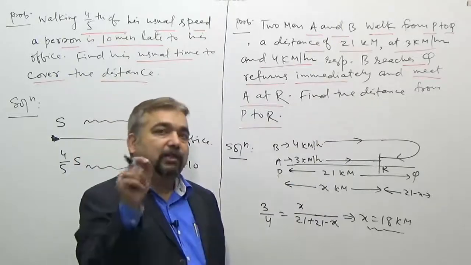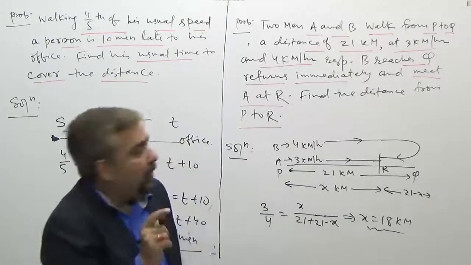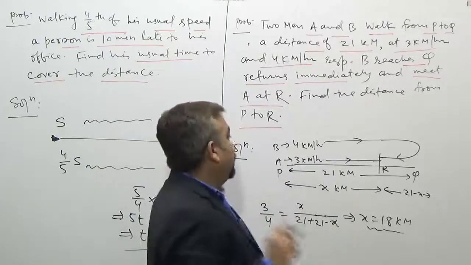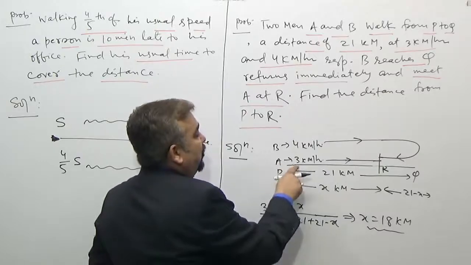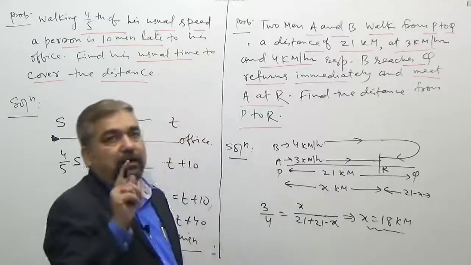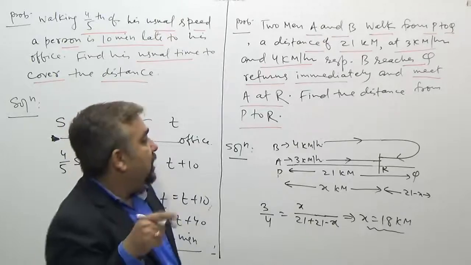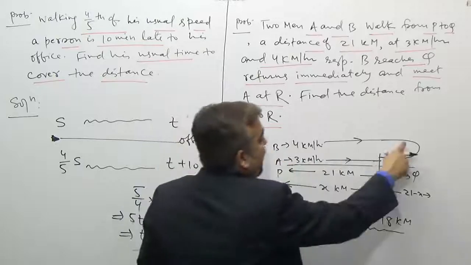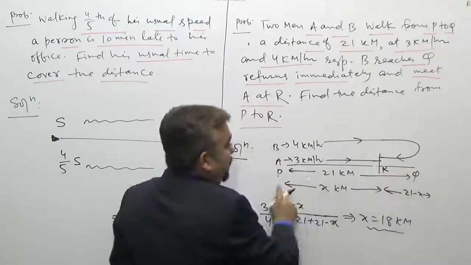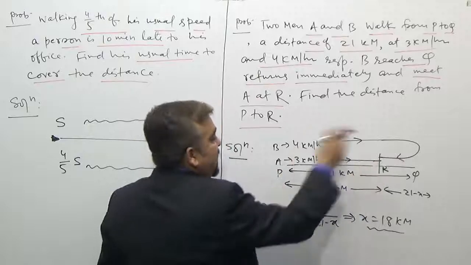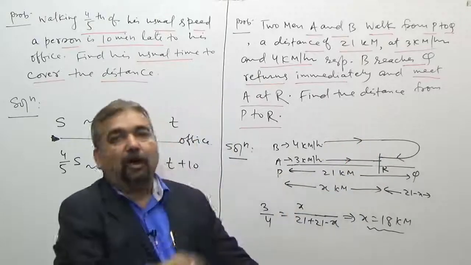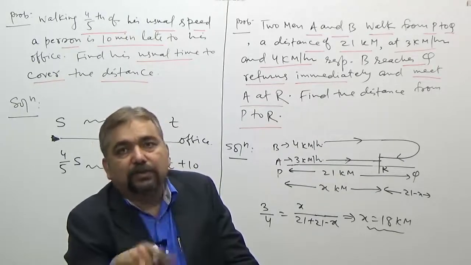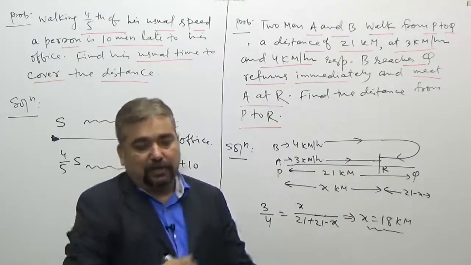I repeat again. In the options, 18 kilometer will be there. If you consider 18 kilometer, then A has to cover 18 kilometer with 3 kilometer per hour speed in how much time? 6 hours. In 6 hours, B will cover 6 into 4, 24 kilometer. That is 21 plus 3. So QR is 3, PR is 18. Sum is 21. Means A and B have met, and that option will be correct. So you can use your options also in solving this question. I hope you understand this.